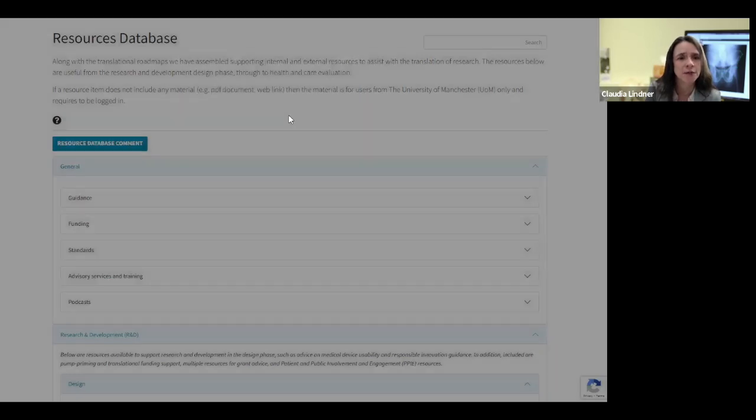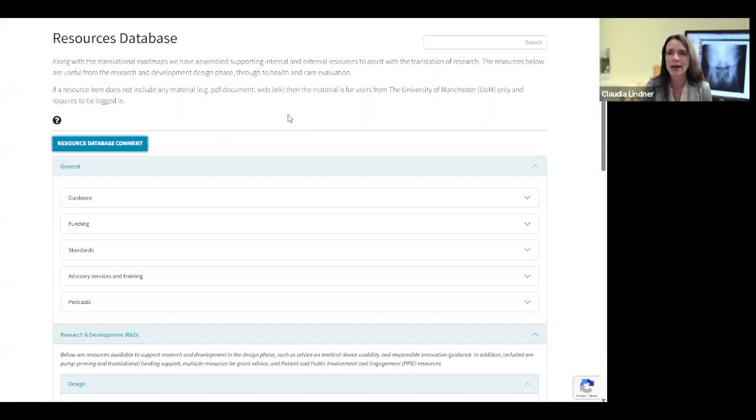And so the idea for the resource database is that it's really a live space. It's still being updated, and there are still additional resources being added. Whenever we become aware of new resources being released by anyone, really, we tend to add them. So it's a very live resource to provide support.